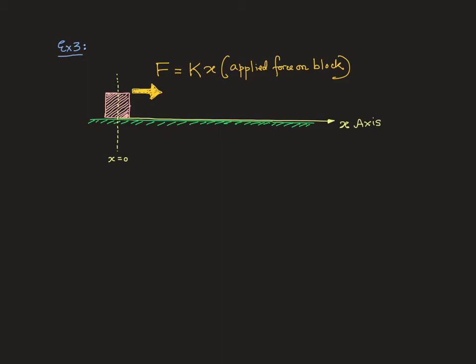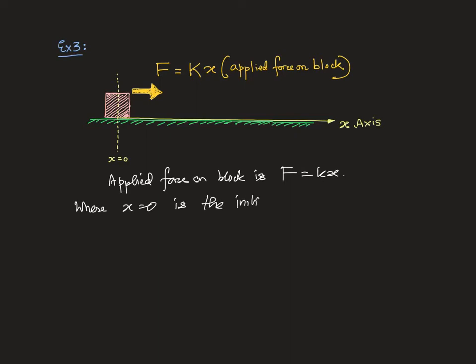This problem will deal with a variable force. Here there is a block, and the applied force on the block is equal to kx as shown in the figure. The applied force on the block is F equal to kx, where x equal to 0 is the initial position of the block as shown in the figure. The x-axis is chosen as in the figure.